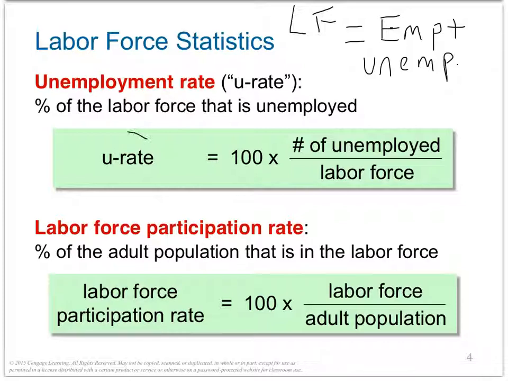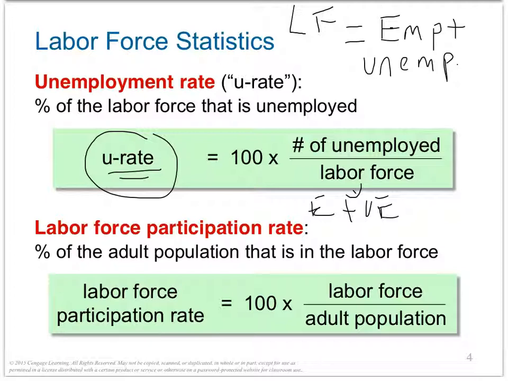So how are we going to find the U rate? U rate is the short version of unemployment rate. 100 is necessary to find a percentage. So it's 100 times the number of unemployed people divided by the labor force. Instead of labor force, you can write here employed plus unemployed people. Okay?